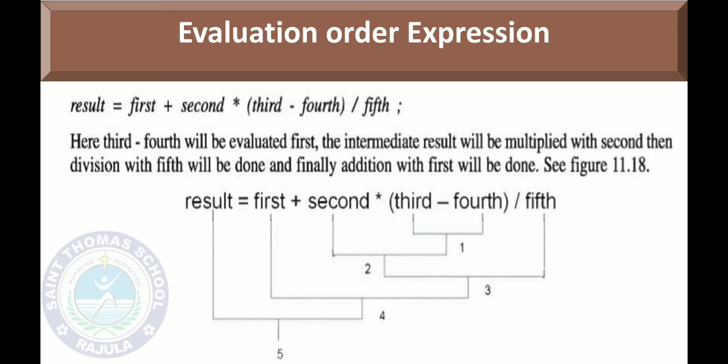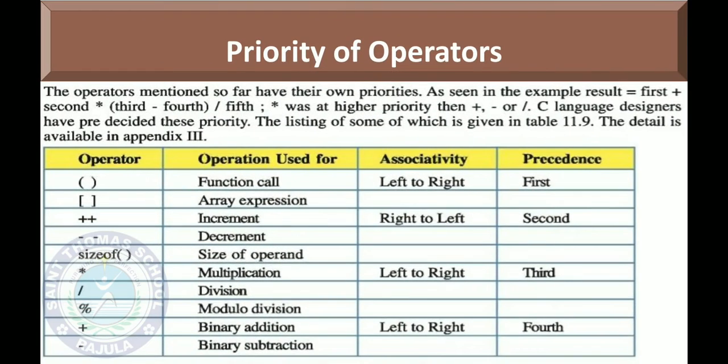And then we will get the result. Like this you can see the priority process is given. First bracket, then multiplication, then division, then addition, and then subtraction. Here the priority table is also there. The priority of operators is already decided by the programmers, that is, how to give priority to the operators.